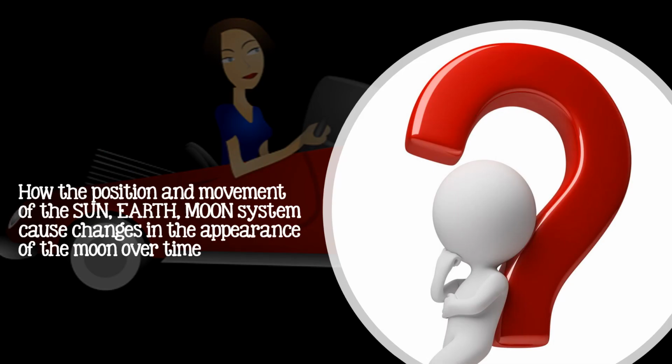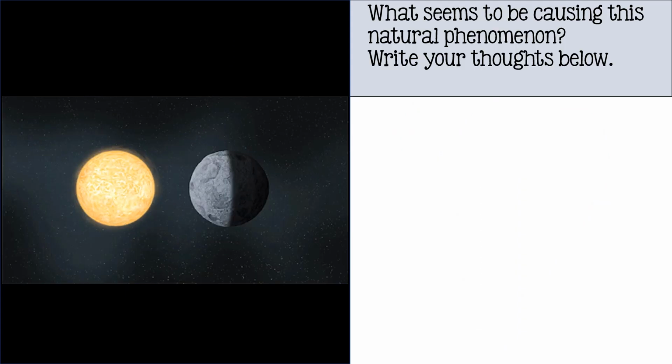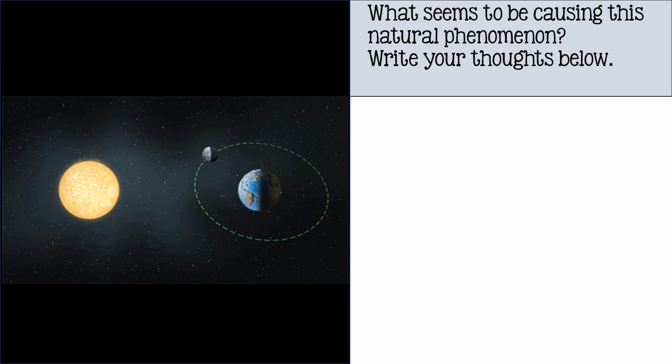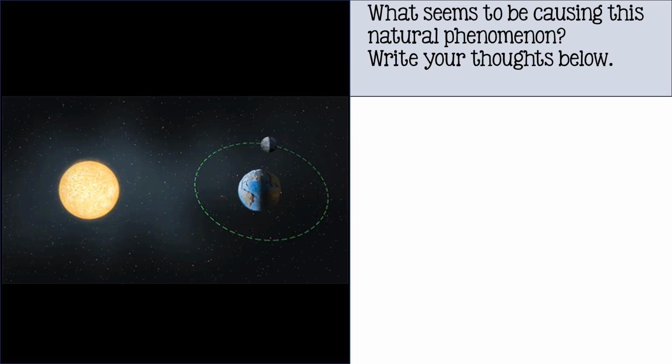This leads us to our driving question, which is how the position and movement of the Sun-Earth-Moon system causes changes in the appearance of the moon over time. Now, what I want you to see right here is you can see something happening. You can see how the moon is orbiting, and all of a sudden you can see this blackout.